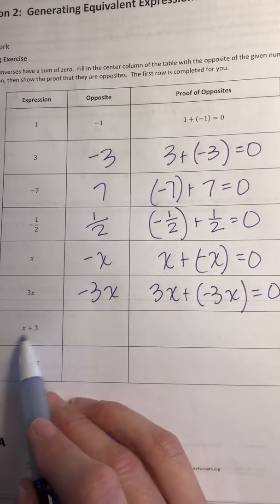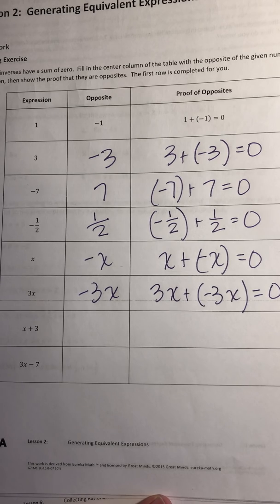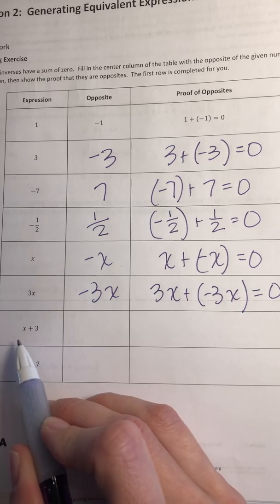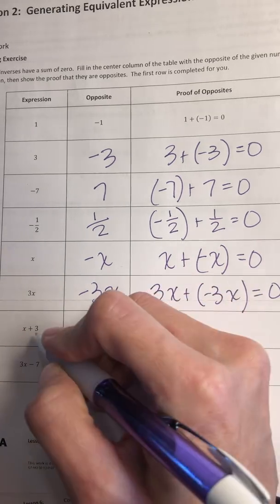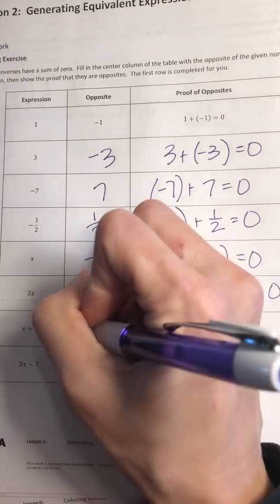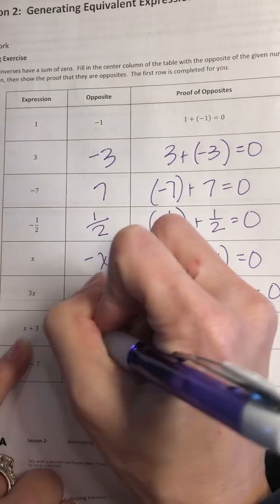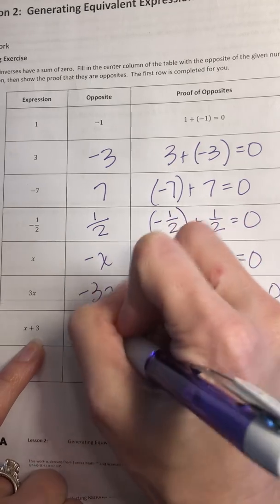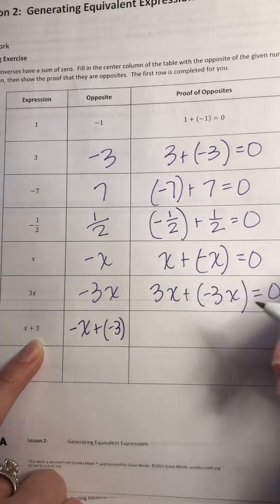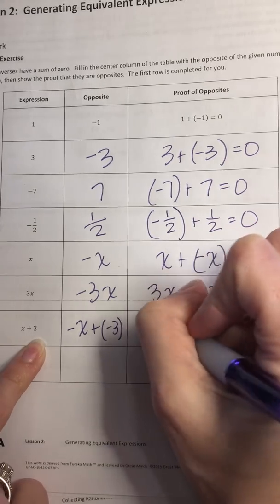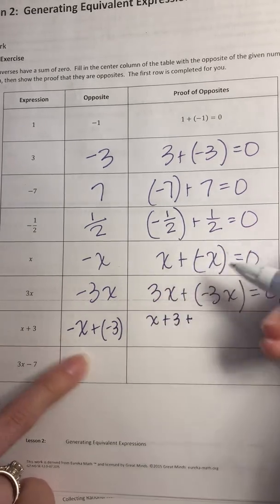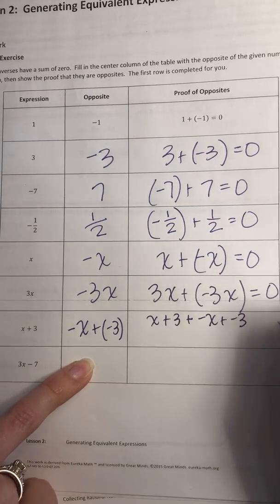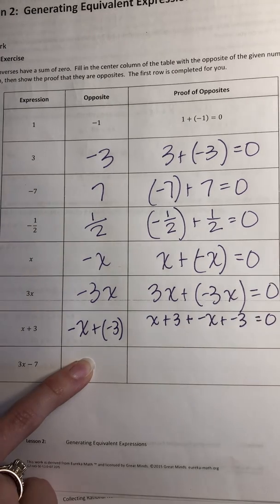Let's take this expression. What if we add 3 to x? We remember that we want it to equal 0. So if I'm going to add 3 to x, the opposite of x plus 3 is, what would we have to pair with x? -x. What would we have to pair with 3? -3. So if I put x plus 3 plus, like we've been doing all along here, -x plus -3, that will give me 0.